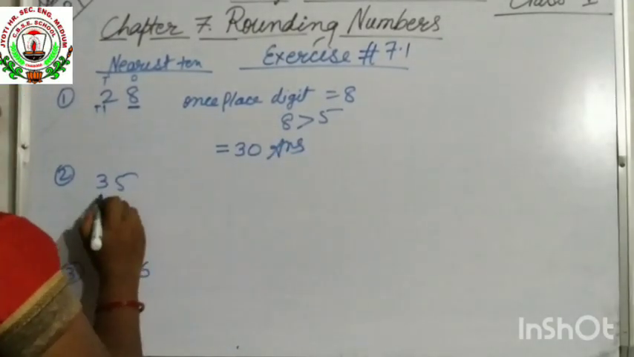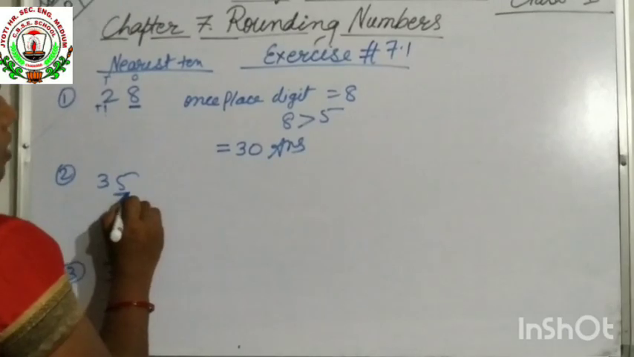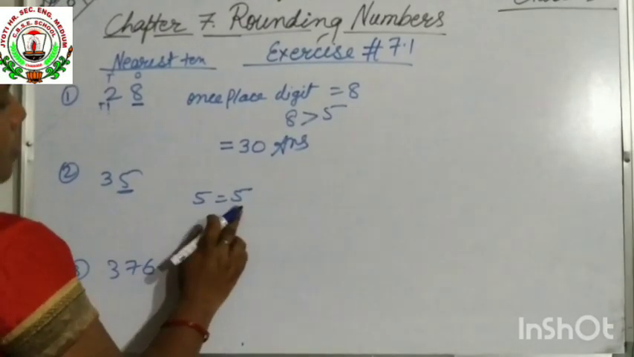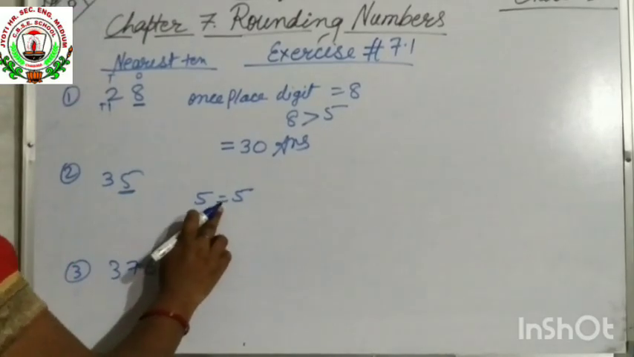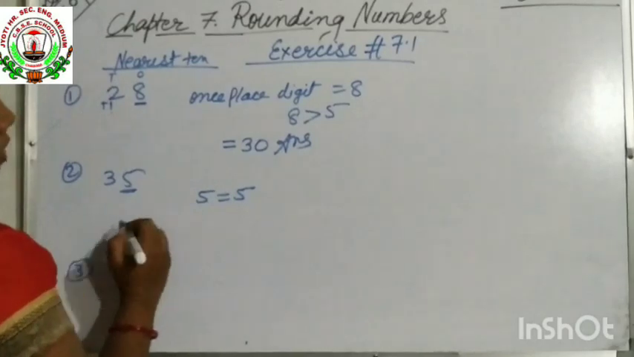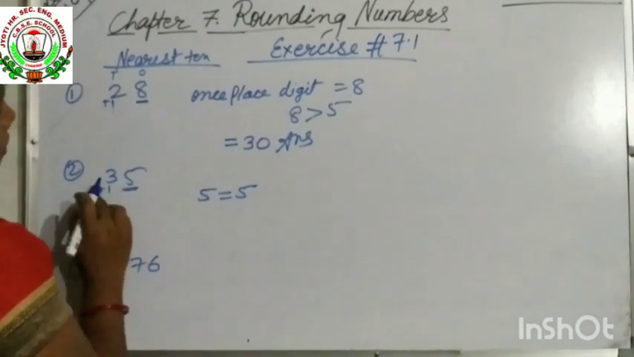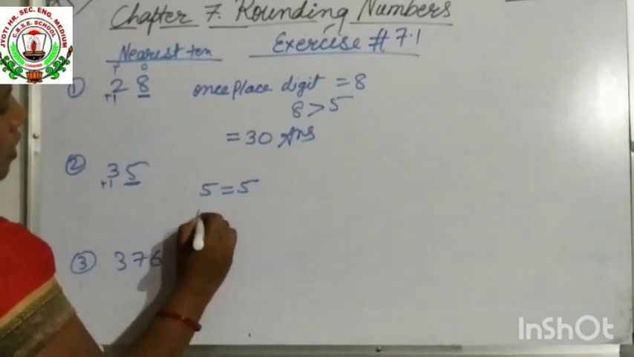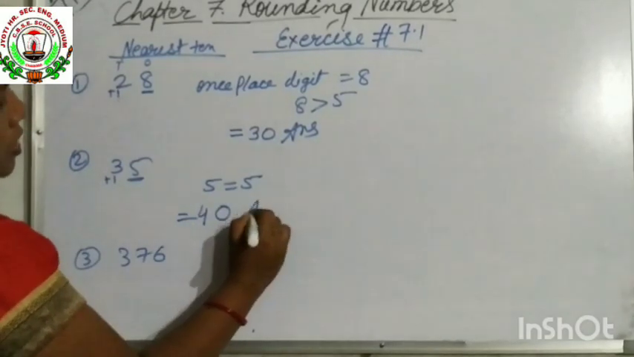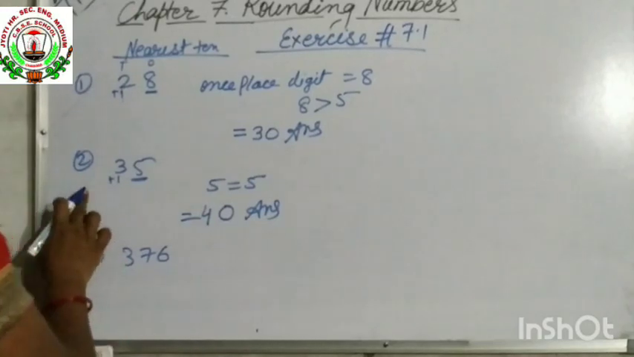Understood? Now in 35, the ones place digit is 5. 5 is equal to 5. Same thing you will do as when the greater than sign is there. Same thing you will do in the equal sign also. Here you will add 1. When you add 3 plus 1, you get 4, and this digit will be 0. Understood? So it is the answer of number 2.